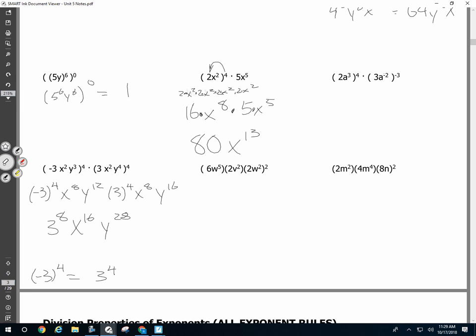How did you get 3 to the 8th? Because negative 3 to the fourth is the same as 3 to the fourth, I turn this to a positive 3 to the fourth, which means I have 3 to the 8th. So I just turned this to a positive. And I got 3 to the fourth and 3 to the fourth, 3 to the 8th.